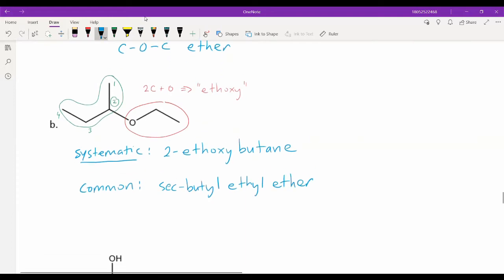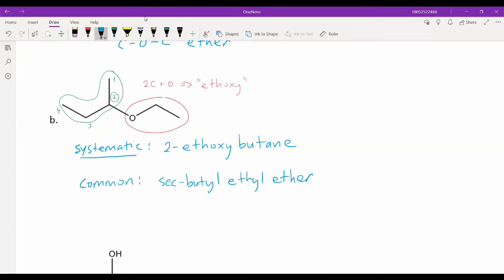I can kind of draw this here. So for the common name, let's use the colors up there. So this will be green. This is kind of like our root name from the first one. And then we have our O here. And we have our 2-carbon ethyl. So we're just naming, again, the 2 groups attached to the oxygen. Blank blank ether.